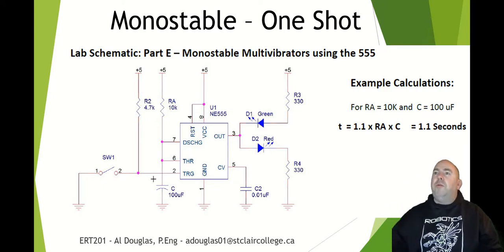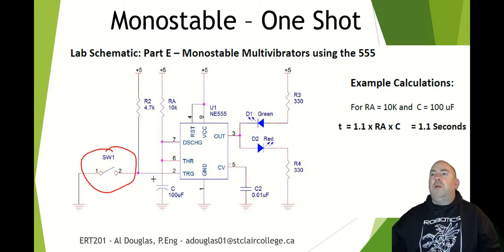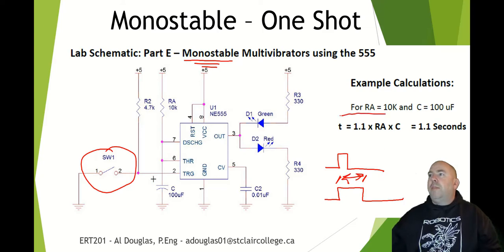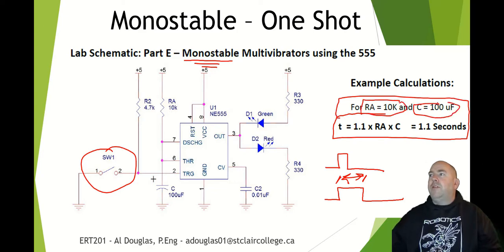Unfortunately, this one will not run very well in TinkerCAD, but here we have an input. You would basically give it an input, and it would generate a one shot. This is our monostable, our one shot. The duration of this can be calculated based on this formula here, which depends on the value of the resistance and capacitance.